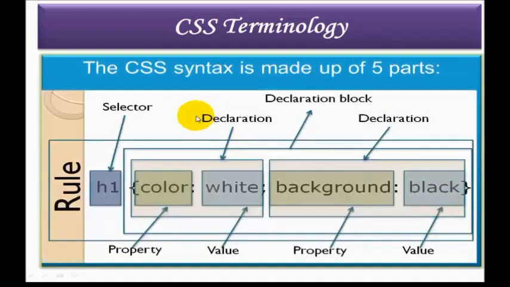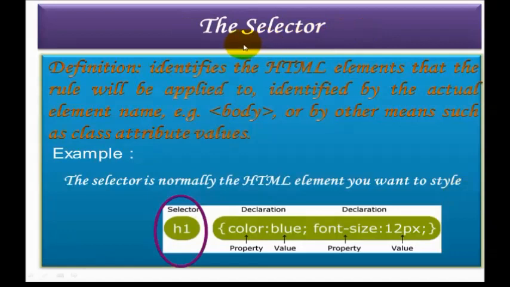Once again we see one more example. It's a rule. The syntax of CSS is made up of 5 parts. One is a selector and declaration. See, this entire block is called the declaration, where a declaration consists of property and value, and this is also one more declaration where it consists of property and value. This entire thing is called a declaration block, and these are called curly braces, opening and closing curly braces.